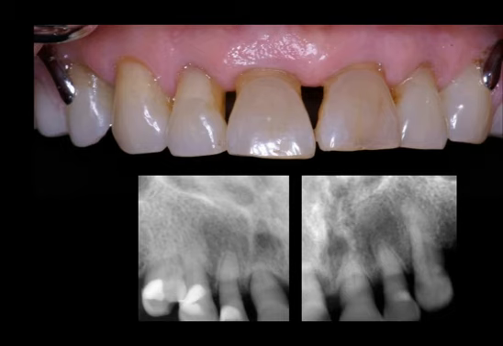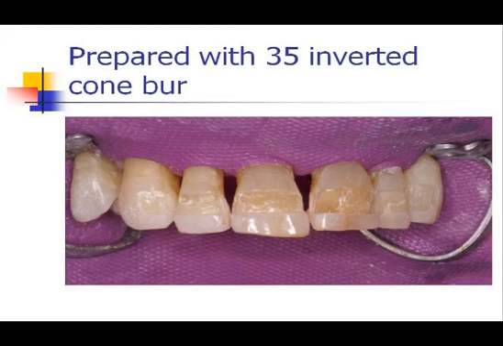The teeth are cleaned. We use no local anesthetic. We clean the teeth thoroughly. We clean the interproximal areas thoroughly. We placed a dental dam. We created a channel with the 35 inverted cone burr.